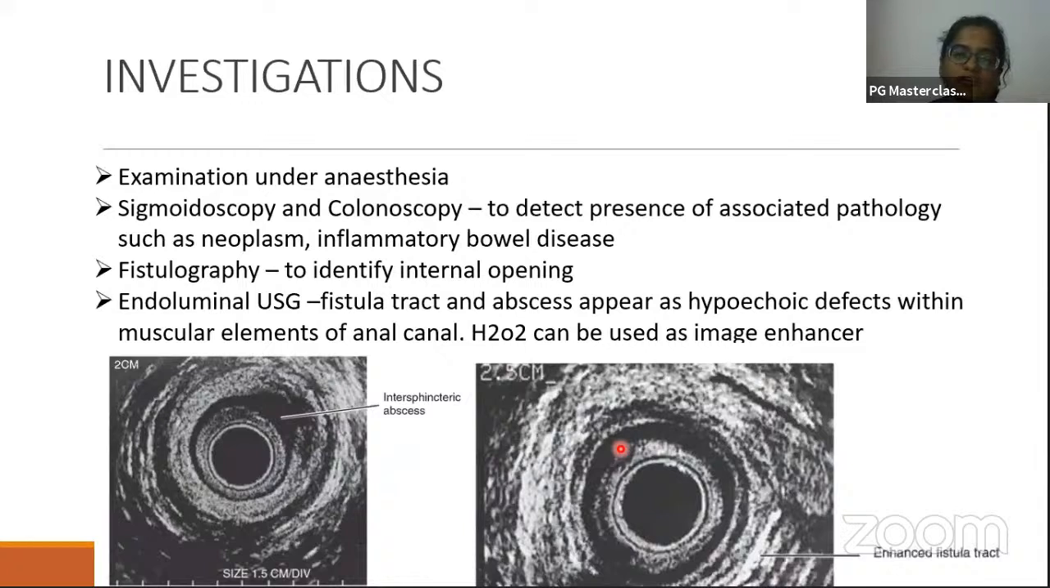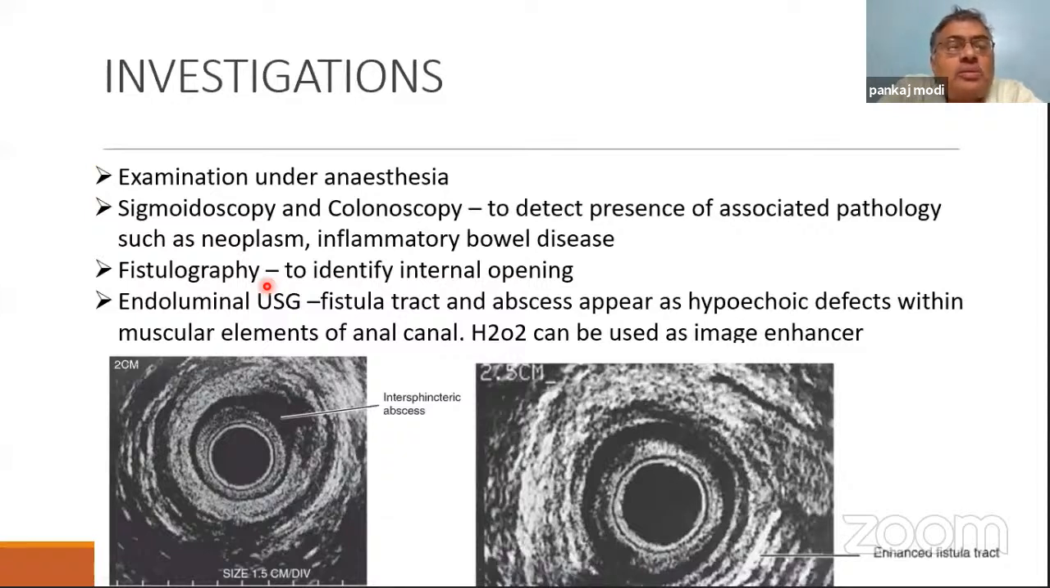Moving on to the investigations. One is, you know, it doesn't come under investigations, but examination under anesthesia can be done if we fail to judge all the features of the fistula based on physical examination. It's a good investigation you should keep in mind. As we include diagnostic laparoscopy more and more, similarly, EUA should also be used. The reason is no other investigation gives you an exact idea of the sphincter.